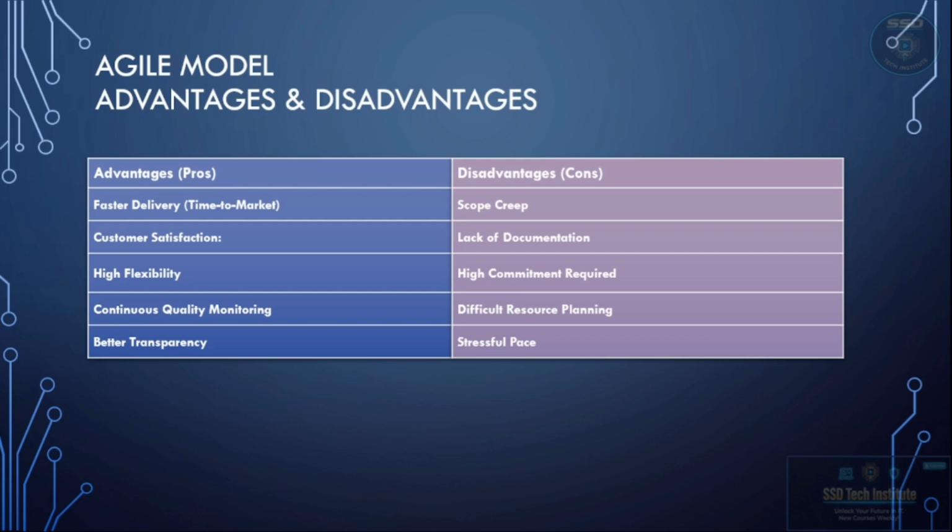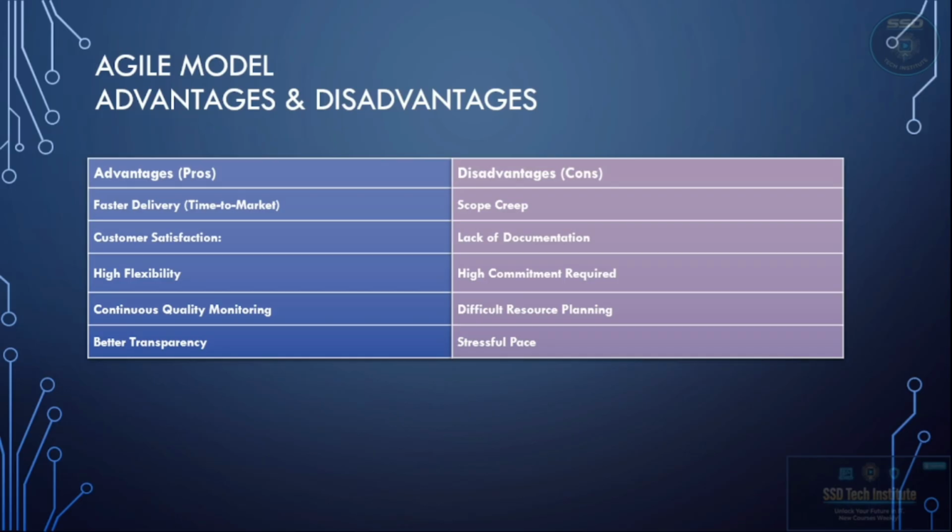The lack of documentation. Agile focuses on working software rather than paperwork. This can sometimes make it very hard for new team members to understand the history of the code later on. The high commitment. Agile only works if the customer is constantly available to give feedback. If they are too busy, the whole process slows down.